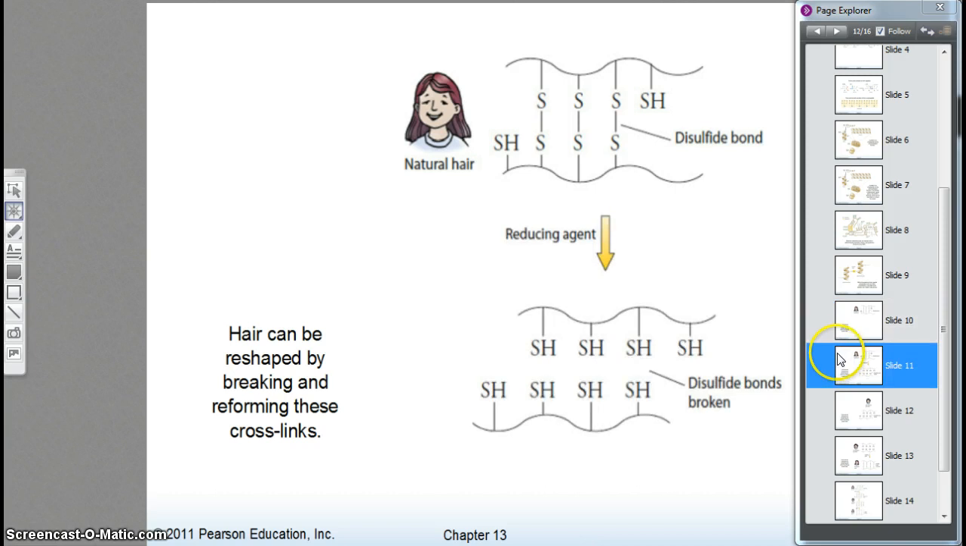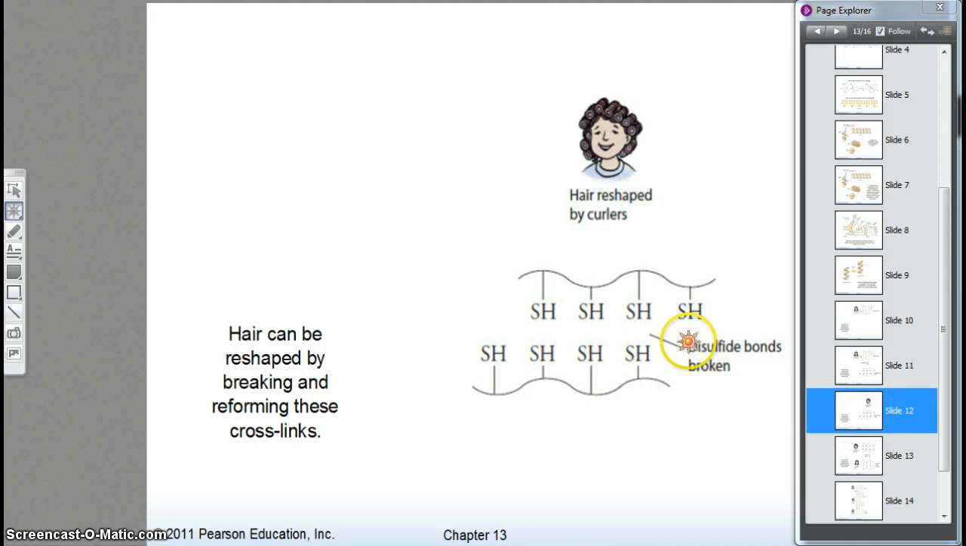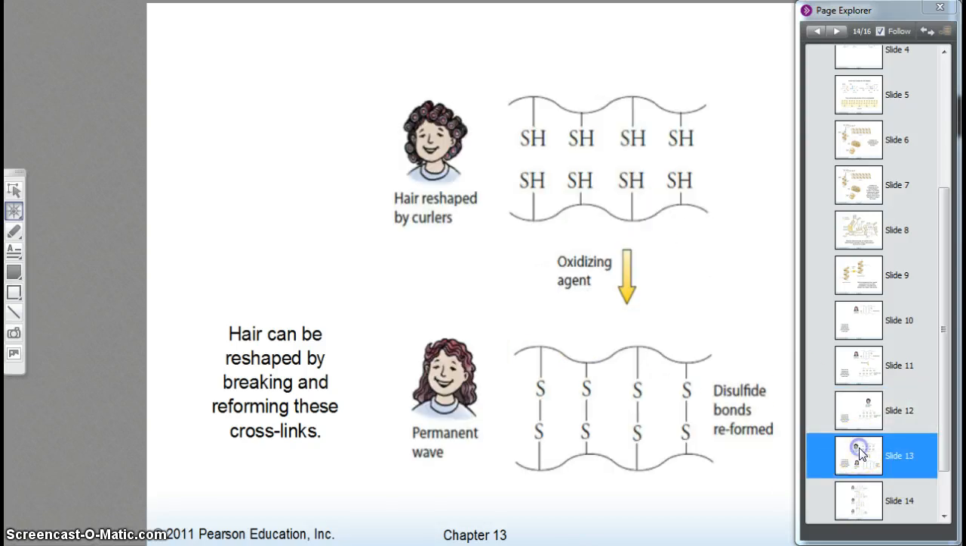Permanent waves can modify the curl in hair. First, you treat it with a reducing agent to break the disulfide bonds. Then breaking the links allows the keratin to become more flexible. Then we set it into the desired shape, and you can see the hair is being reshaped by curlers. Then we apply an oxidizing agent to restore the disulfide links. You can see the disulfide links are hooked together again down here.